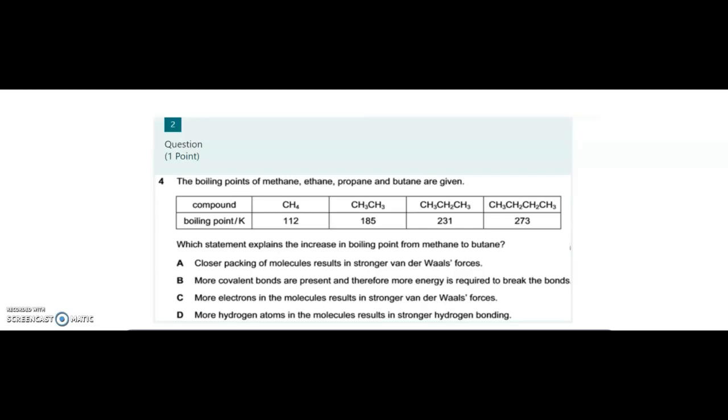And how do van der Waals forces increase? There is one point that states that instantaneous induced dipole forces increase with increasing number of electrons in the molecule. And this statement is given here. More electrons in the molecule results in stronger van der Waals forces. As you can see, chain length increases, molecular mass increases, and number of electrons obviously increases. So this is one of the factors which increases van der Waals forces, and van der Waals forces are the cause of the increase in boiling point. I hope you understand. So option C is correct and the rest of the options are incorrect.